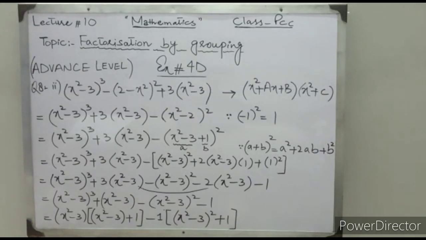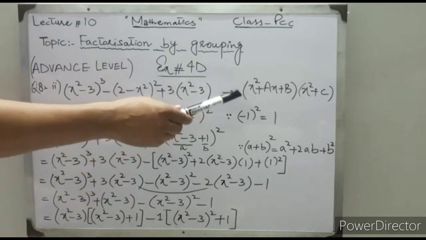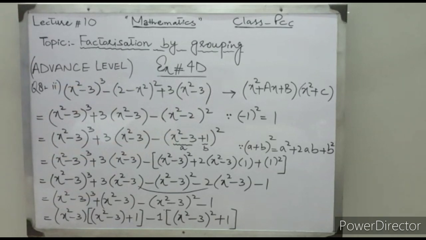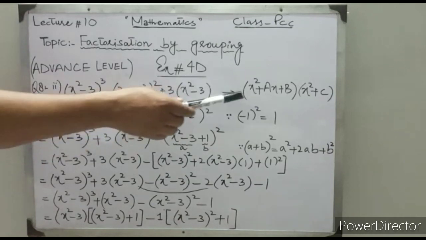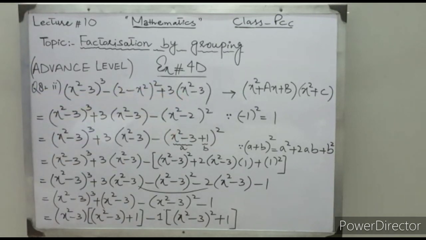Now students, question number 8 part 2, an advanced level question. Students, it is a difficult question. We have to convert this expression into this form. Our question is (x² − 3)³ − (2 − x²)² + 3(x² − 3). We have to convert this expression into the form (x² + ax + b)(x² + c).